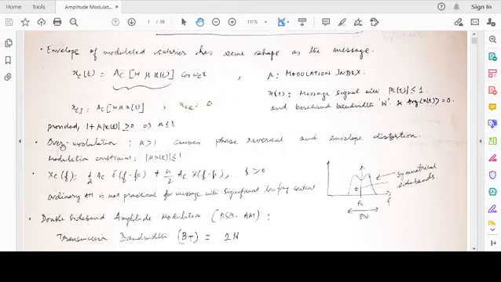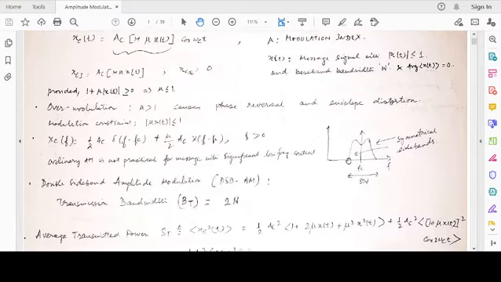If mu is greater than 1, it is known as over modulation, and it causes phase reversal and envelope distortion, because you see for values of xt negative, this value abruptly changes from positive value to negative value. Okay, so the modulation constraint is basically this term.